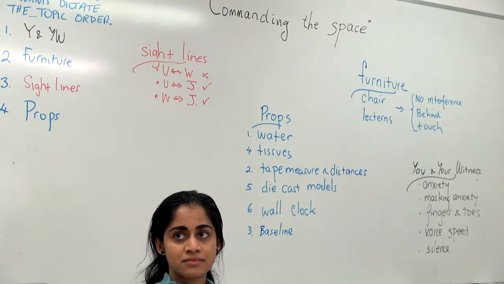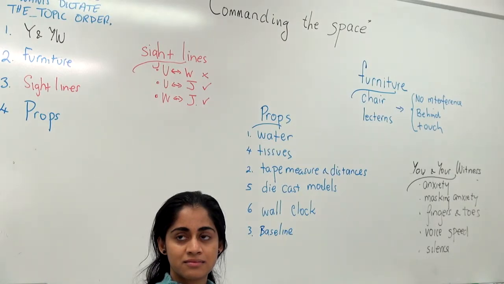Now, how do we go about deciding with any given audience in what order we should discuss these topics? Easy. We look at what the audience needs, that's objective, and what they want emotionally. And we start with something that they want and need to hear. We finish with something that they want and need to hear. And we put the other stuff that they need to hear but don't particularly want to hear in the middle. Which is why, in this video, we're starting with you and your witness, we're then going to furniture, we're then going to sightlines, and we're finishing with props, because that's interesting.